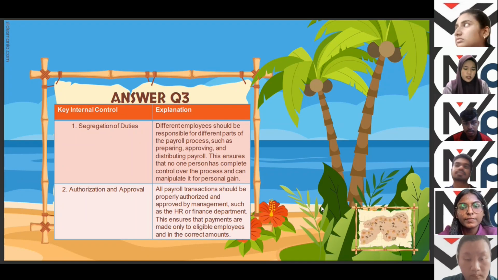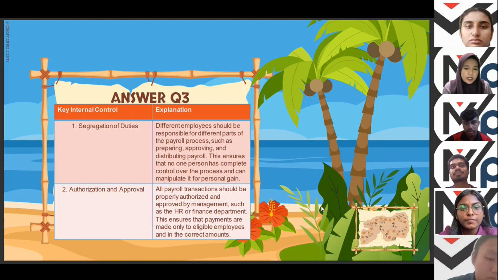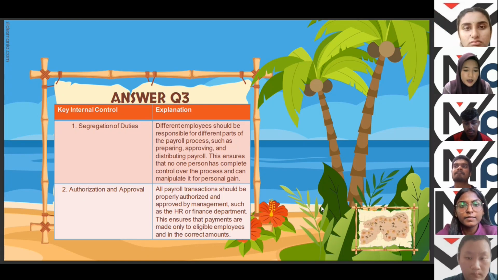Authorization and approval. Maksudnya, kebenaran dan kelulusan. All payroll transactions should be properly authorized and approved by management, such as the HR or finance department. This ensures that payments are made only to eligible employees and in the correct amount.